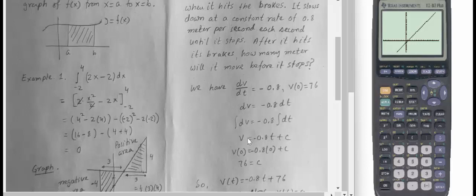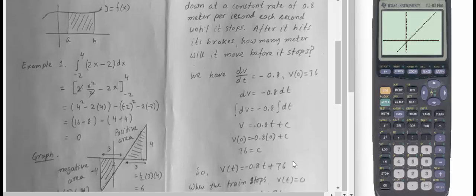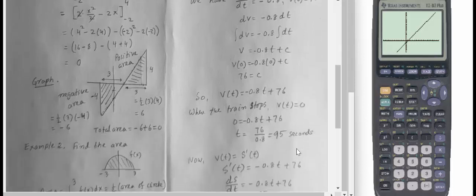And this is the velocity function at time t. If you replace t by 0, then you see that v(0) is this one, 0.8 times 0 is 0. So you get c equals 76. So this is my velocity function. And also we know by definition that the velocity is the rate of change of displacement. So that's why we can write next v(t) is s'(t). But here we want to see what the time is when the velocity is 0. So when you write velocity is 0, you get 0 equals negative 0.8t plus 76. So t will be 76 over 0.8. You can use a calculator and find the answer.